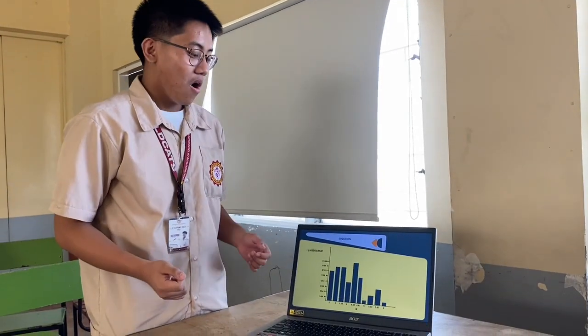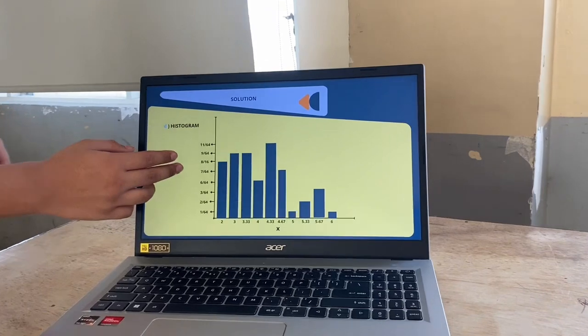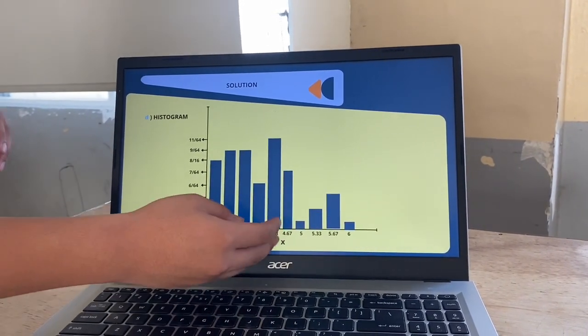After that, the next step is we make the histogram. The histogram consists of the x and the P(x). This is where we find the data of P(x) and x.